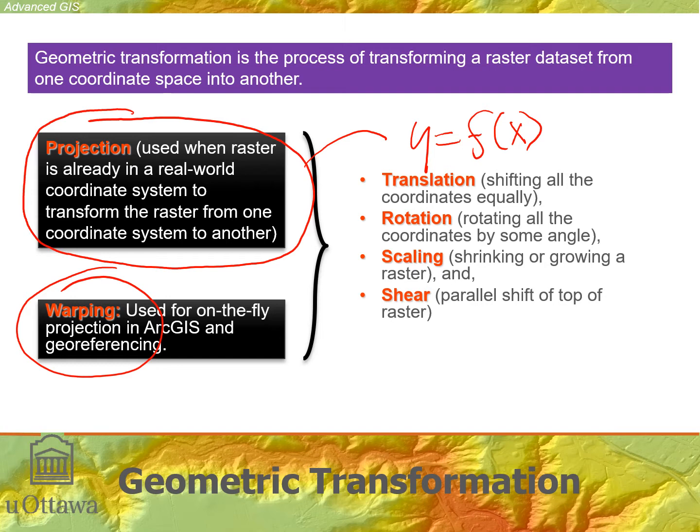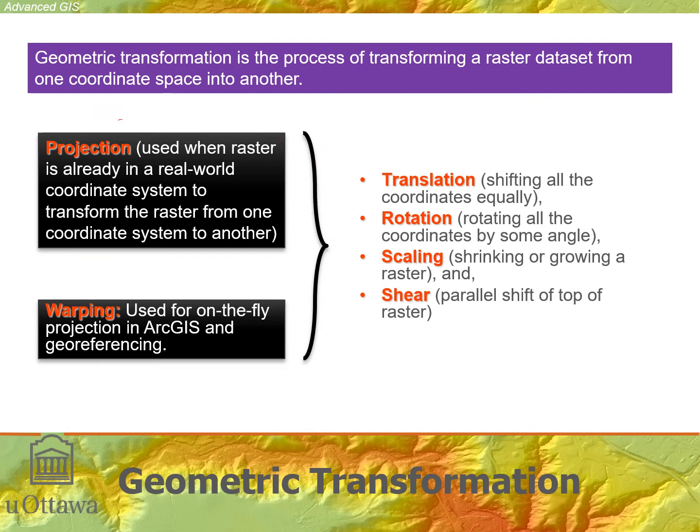Warping, on the other hand, is used when we have no coordinate system for our rasters. And when we have no coordinate system for a raster, we must assign one. And warping is undertaken for that. Warping is also what ArcGIS uses when you bring in a raster that has a real-world coordinate system and you want to display it with your existing data in a different coordinate system. ArcGIS will warp between one coordinate system and another.